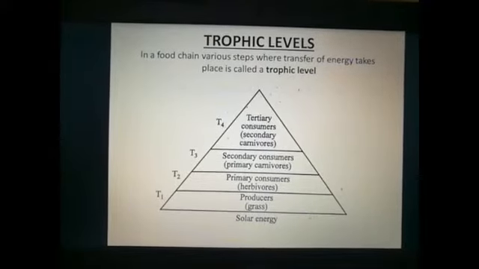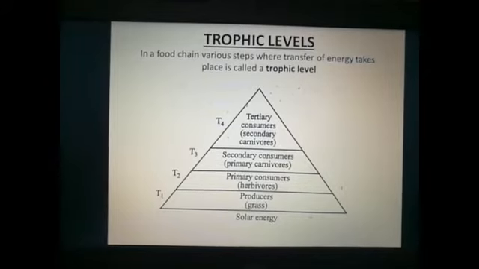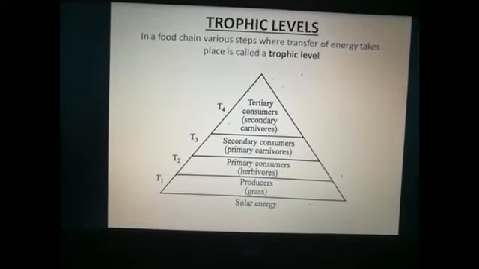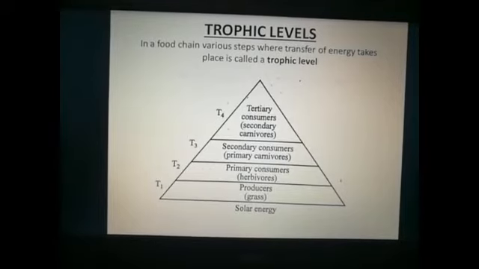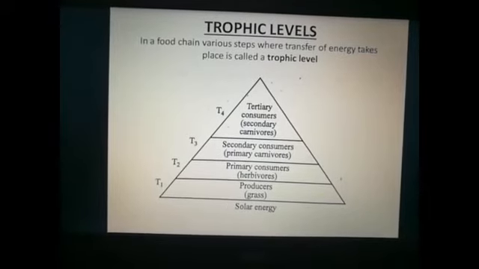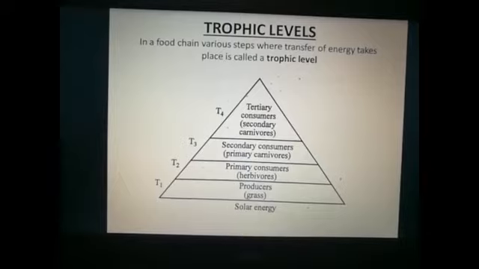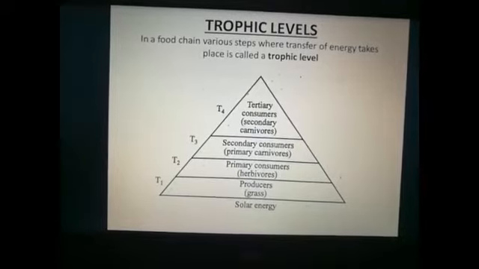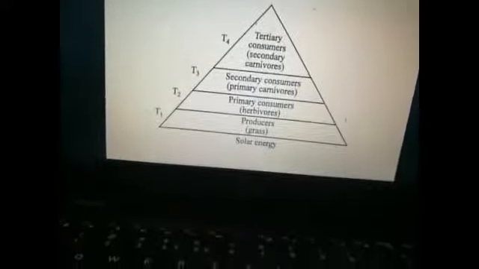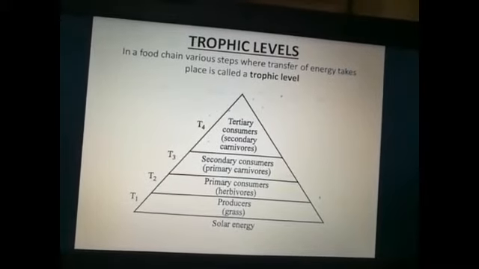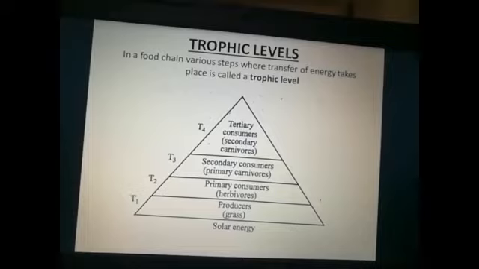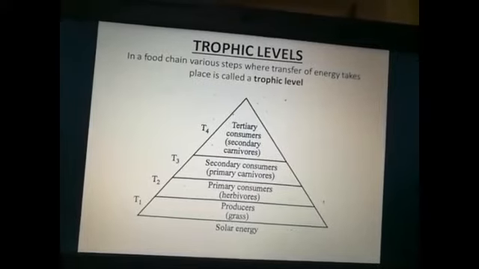In a food chain, the various steps where transfer of energy takes place we call a trophic level. So we have different trophic levels. In an ecosystem, different food chains may have 2, 3, 4 or a maximum of 5 trophic levels. The distinct sequential steps in the food chain where transfer of energy occurs we refer to as trophic levels.